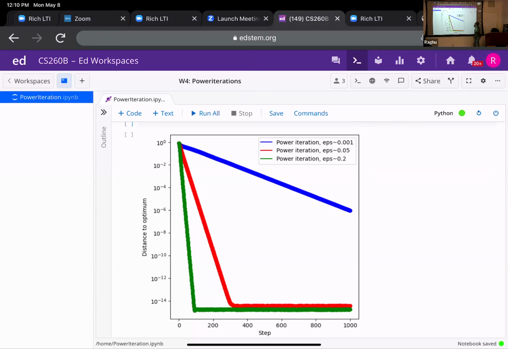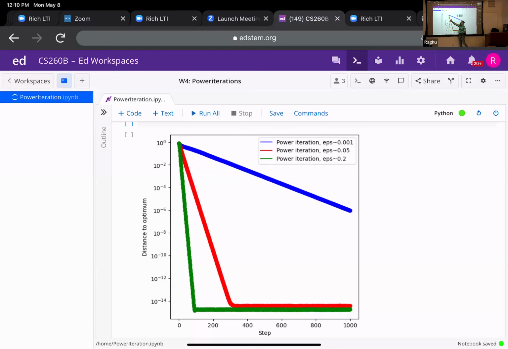All right. If the gap is 0.001, the rate of convergence is like this blue line. The distance to the first singular vector is decaying like this with each iteration. The gap is 0.05 is this red line. The gap is 0.2, then within a few iterations, you're almost at 10 to the -4 error.